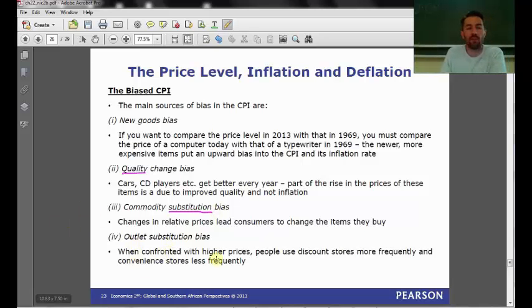In other words, when confronted with higher prices, people use discount stores more frequently and convenience stores less frequently. Those are kind of US terms, I guess. But essentially what it's saying is, Stats SA measures prices across multiple different types of retail outlets, right? But if prices start increasing, and for example Woolies starts increasing their prices, you're like, okay, maybe I won't be pushing the black trolley this month. I'm going to be heading over to Checkers and doing more of my shopping there. Okay?